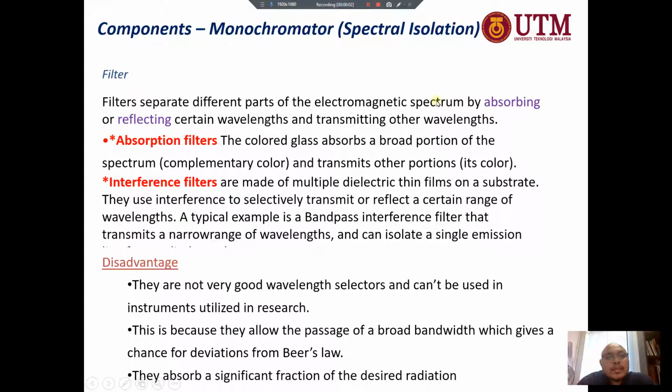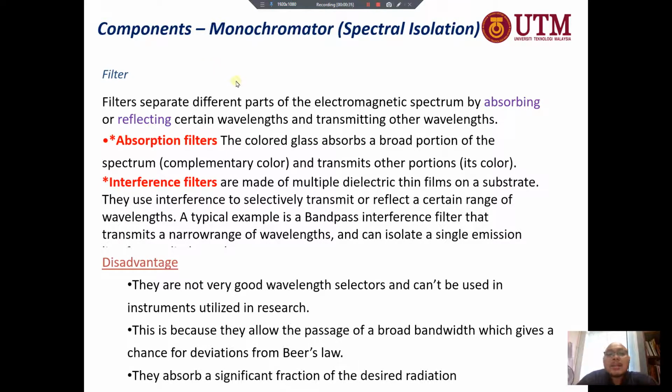Okay, the next one we will look into the filter, one of the other dispersive media of the monochromator. In the filter we can divide it into absorption filter and interference filter, but you don't need to remember specifically any of these. But the concept of the filter is to absorb or reflect the unwanted wavelength and then only allow the desired wavelength to pass through the filter.